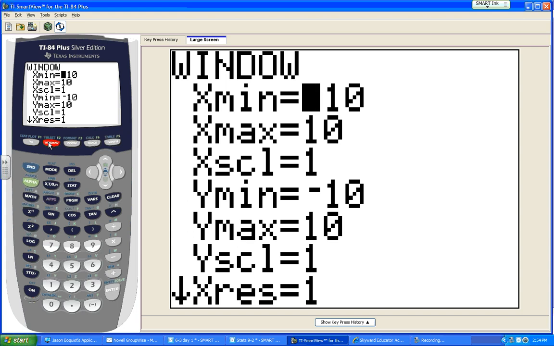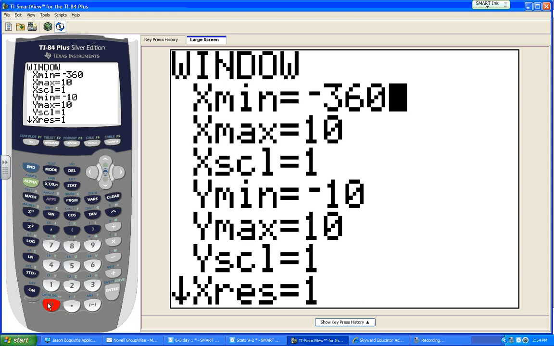What do we want it to be? What does it say on your paper that you graphed? Your x went from where to where? -360 to 360. Okay, now careful. Don't try the subtraction button for negative. Use the one down here next to the enter button, the one that says kind of opposite. And then 360. Everybody with me on that?